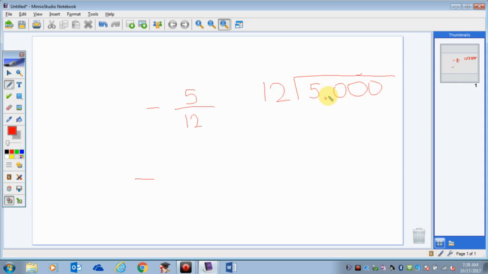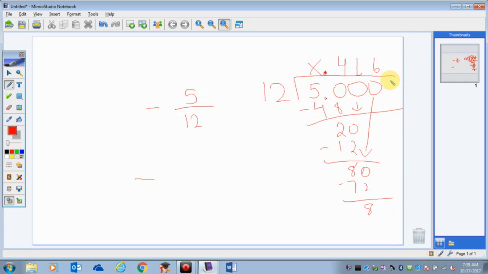So 12 will not go into 5. I've got to bring my decimal up to begin with. So I'll put an X or a 0. 12 will go into 50 4 times. 12 times 4 is 48. 50 minus 48 is 2. Bring down my 0. 12 will go into 20 one time. 12 times 1 is 12. 20 minus 12 is 8. Bring down this 0. 12 will go into 86 times. 12 times 6 is 72. I get 8 again. Add another 0 and bring it down.